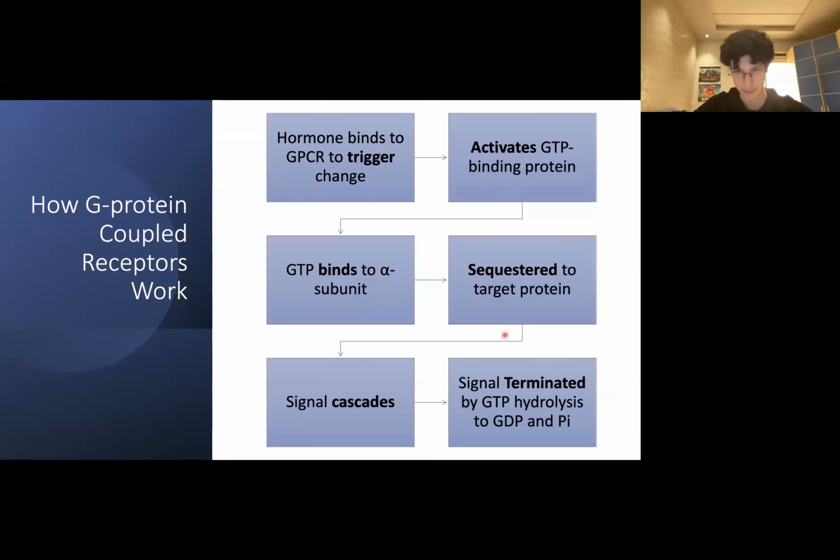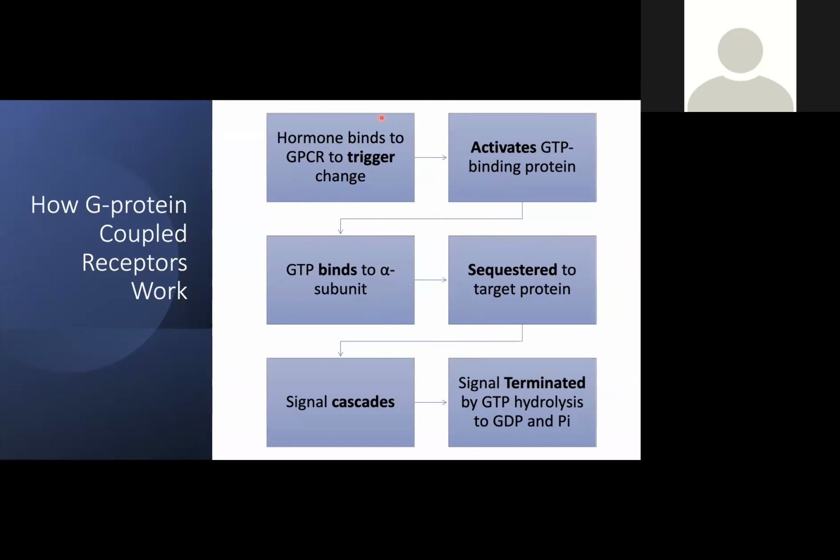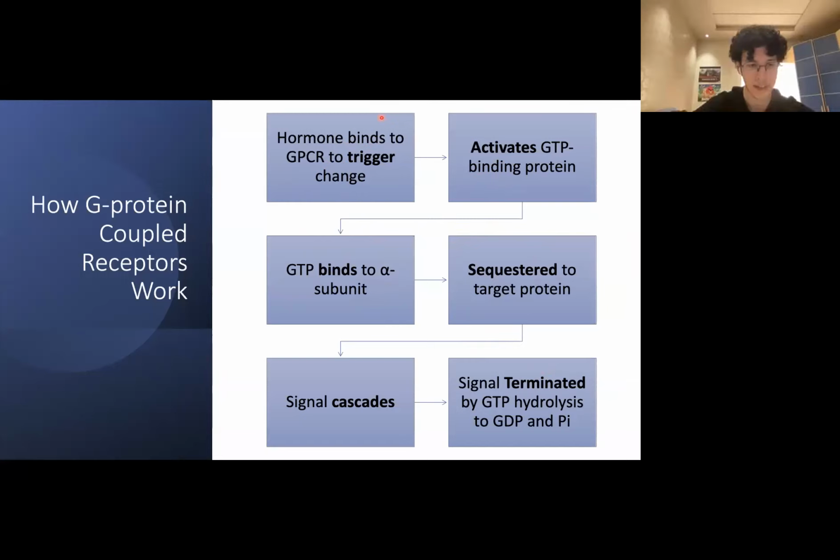So we see this pathway. Basically we have these hormones which bind to the GPCR, and this will trigger a change. What does this change involve? This will involve activating the GTP binding protein. So you have to tell me, how do we activate a GTP binding protein? Via messenger, yes. We remove GDP and add GTP. Very good.